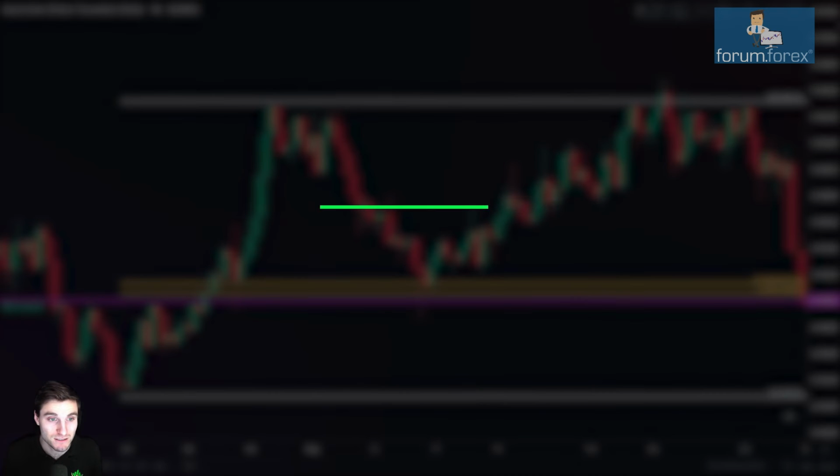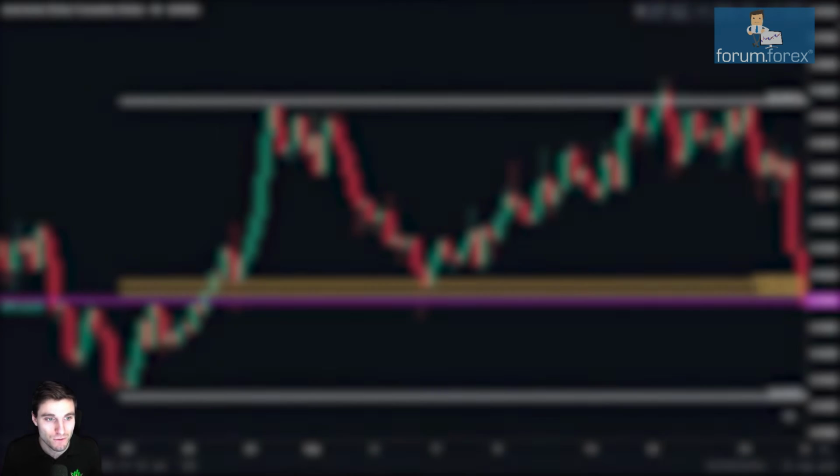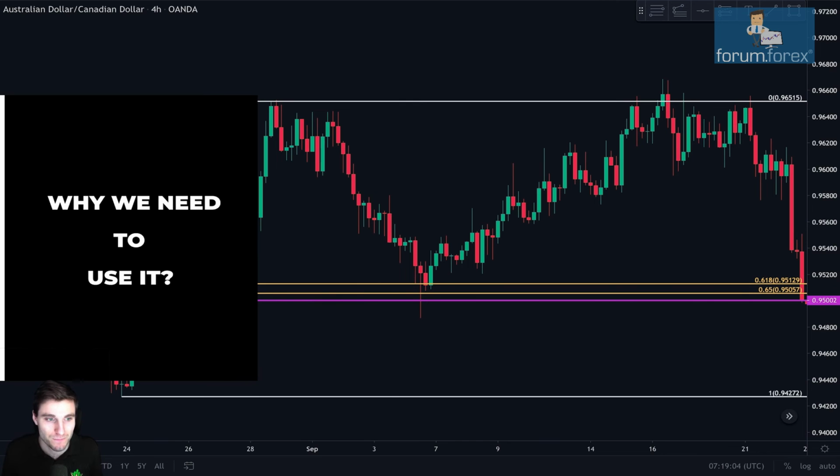Now, remember this. The CC zone is not a strategy by itself, meaning that we never take a trade by only using it alone. We always look for confluence with support and resistance levels and track the price action at these levels. So, you might be wondering, why do we even need to use the CC zone?